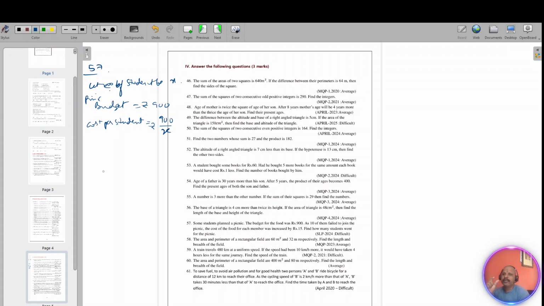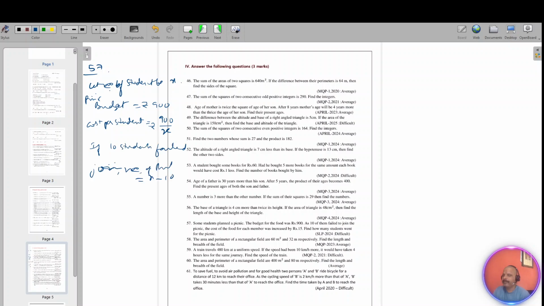If 10 failed to join, means number of students become, if 10 students fail to join, number of students is x minus 10, right? Then cost per student now is, therefore, cost per student is equal to 900 by x minus 10. Understood?